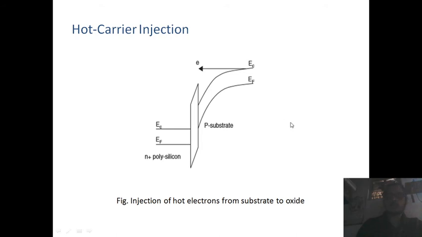Due to that, the electrons jump from the P substrate to the oxide because of the decrease in the thickness of the interface layer. This is called hot carrier injection: injection of hot electrons from substrate to oxide. Injection of electrons means the electrons jump from the substrate to the oxide when the interface layer is thinner. This is the figure for hot carrier injection.